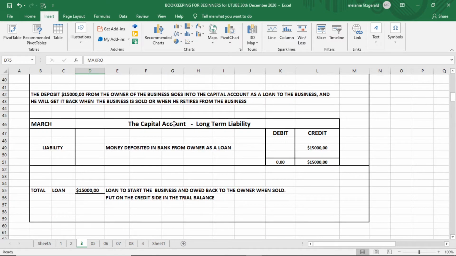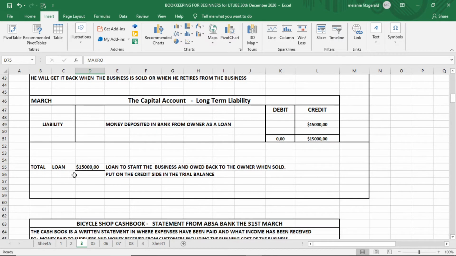Okay, so it's a capital account, it's a long-term liability, and it's put in as a liability on the credit side of the capital account. The money is deposited in the bank from the owner as a loan. Okay, so total $15,000 loan to start the business and owed back to the owner when sold, to put in on the credit side in the trial balance.